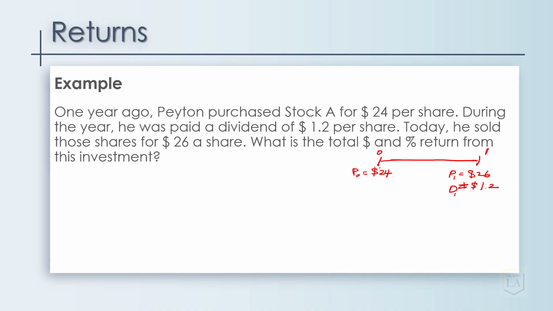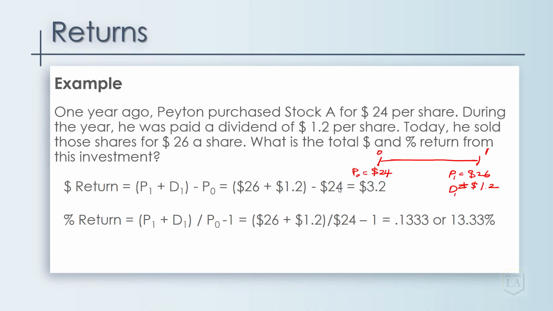So with this information, first, the dollar amount of return would be P sub 1 plus D sub 1, okay, which is what you earned in the end, subtract your initial purchase amount. So that would be 26 plus 1.2 minus 24. You'll have 3.2 as your dollar return. And in terms of percentage return, it's the same thing except that you divide by P sub 0 and then subtract 1 in the end. So the total amount of cash collection divided by the initial purchase price minus 1. And you will have 13.33% as your percentage return.